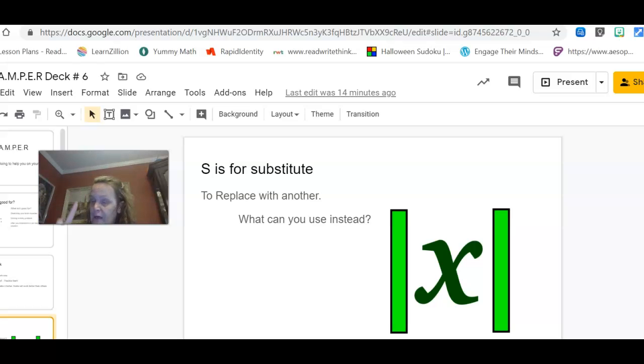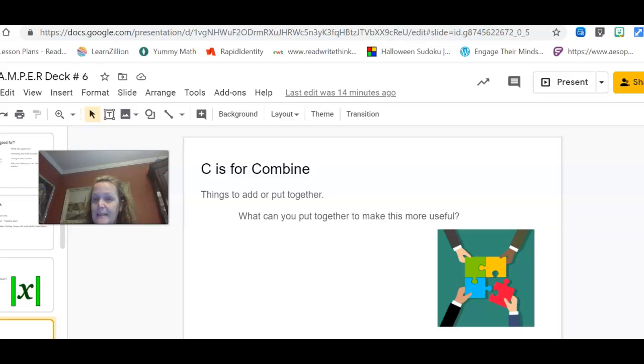Now the next letter in Scamper is C. C is for combine, putting things together. What can you do to put some of the things you have, your ideas, together in order for them to work together to make whatever you're doing more useful? So it's combining things. Sometimes you can think about this as putting things into groups.